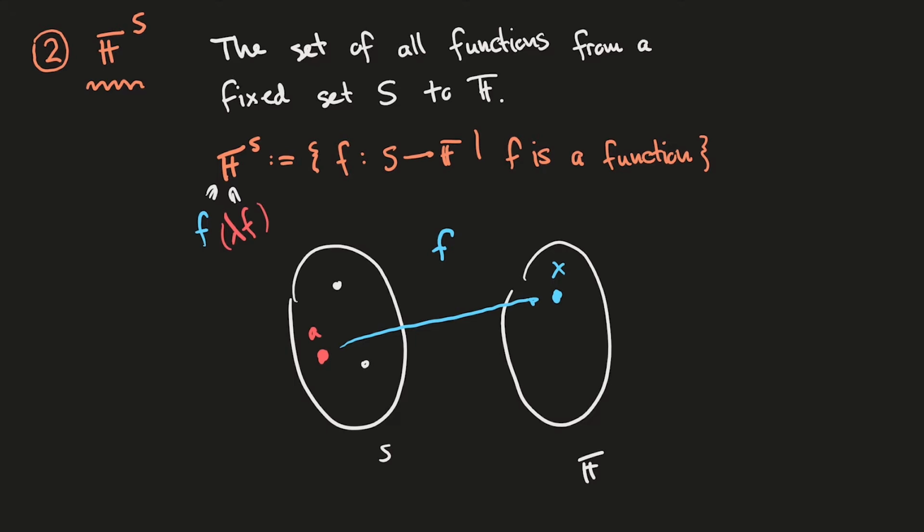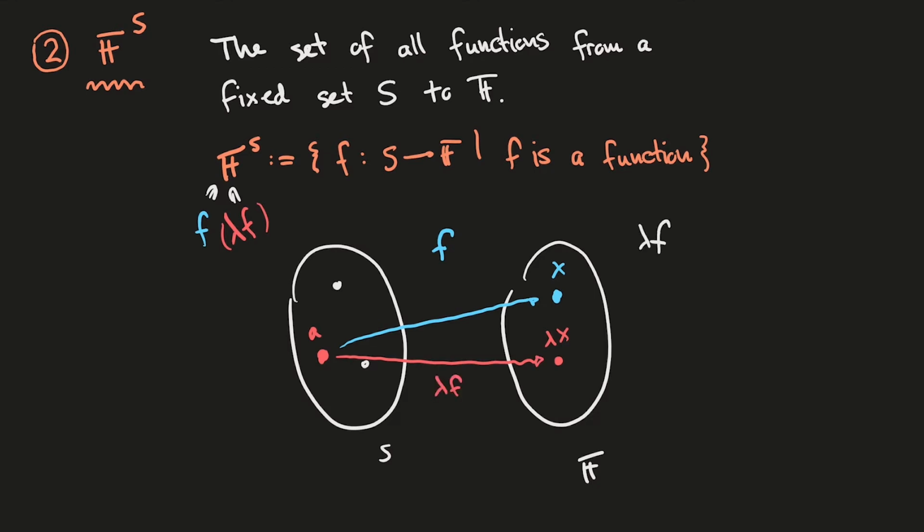And so f maps this element a to x. And now, because F is a field, there is some element in F, lambda x. So this is the multiple of x by lambda. And this exists because F is a field. And now we can define the function lambda f to be the function that maps the element a to lambda x.